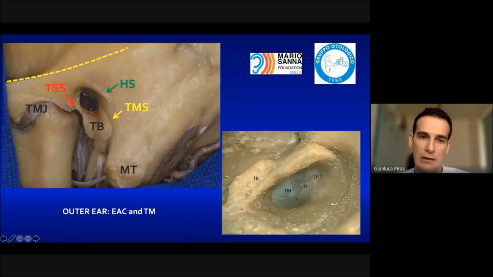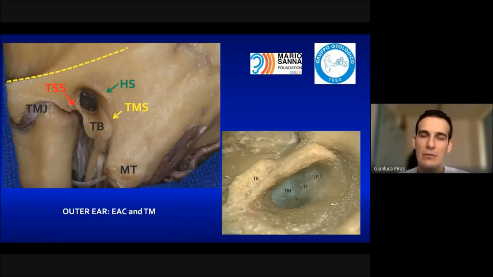tympanosquamous suture line, tympanomastoid suture line, and the spine. These are the borders. You see this dotted line is practically the temporal line, which is the landmark for the middle fossa dura plate. That's an old picture. I will show you a lot of late 90s dissection pictures, not because we are old fashioned, but just because you can see that practically in anatomy, no one is inventing anything.